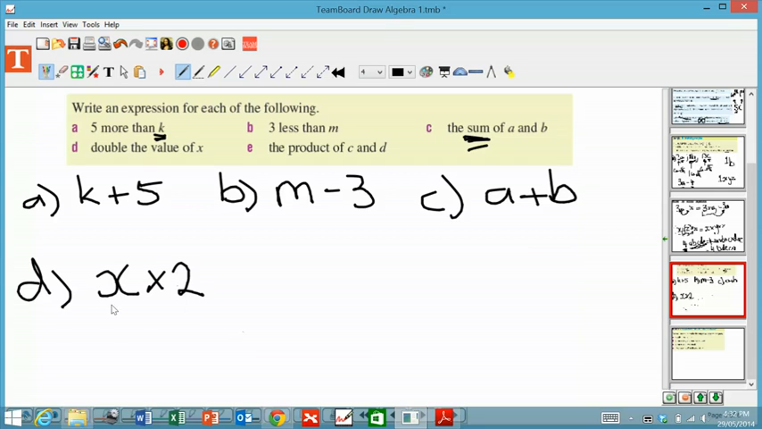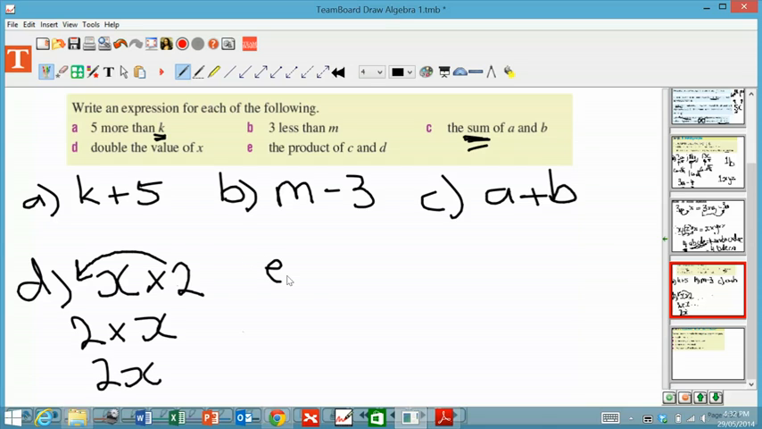Now remember what this looks like. Okay, we don't write it like that. What do we do? We swing the number to the front, put the letter at the back, but then we also don't write the times. So it is actually 2x. So double the value of x, 2 times x, 2x.